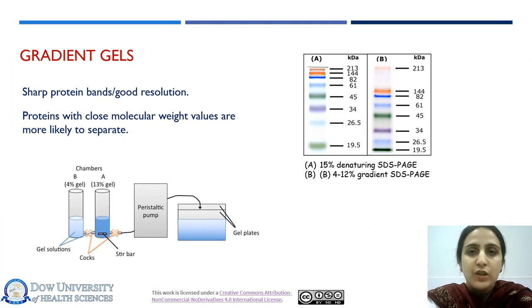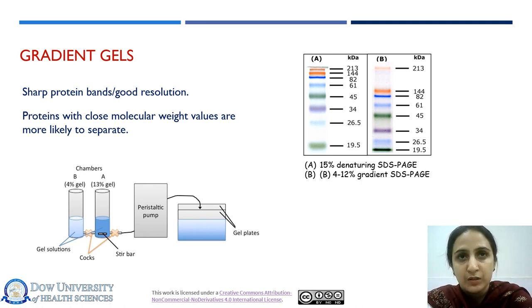These polyacrylamide gels, as I previously mentioned, are made up of stacking gel and resolving gel. In the case of resolving gel, we only use a single percentage gel. For example, it could be 8% gel, it could be 15% gel, or it could be 12% gel, depending on the sample that you are analyzing and the range of the molecular weight of proteins that are present there.